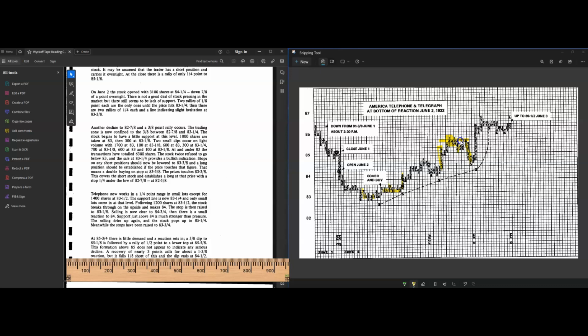I think that's really important, because a lot of folks think that with point and figure, you first have to have whole points: 82, 83, 84, 85. But over here, he's doing it on fractions. That's the first point, that he's doing it on fractional amounts.